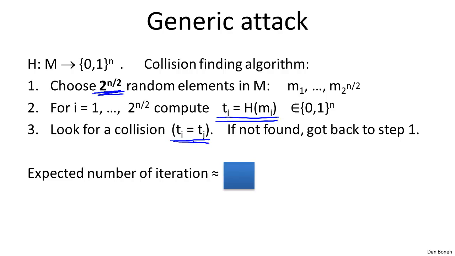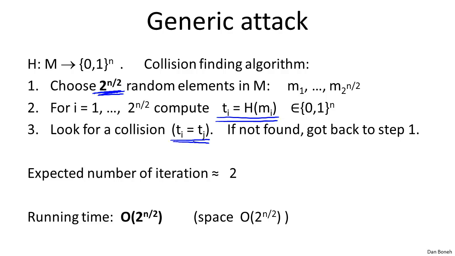So let me ask you then, in that case, how many times do we have to iterate this algorithm before we actually find a collision? Well, since each iteration is going to find a collision with probability 1/2, we have to iterate about 2 times in expectation. And as a result, the running time of this algorithm is basically 2 to the n over 2 evaluations of the hash function. Okay, so notice also this algorithm takes a lot of space, but we're going to ignore the space issue, and we're just going to focus on the running time. Okay, so this is kind of cool.